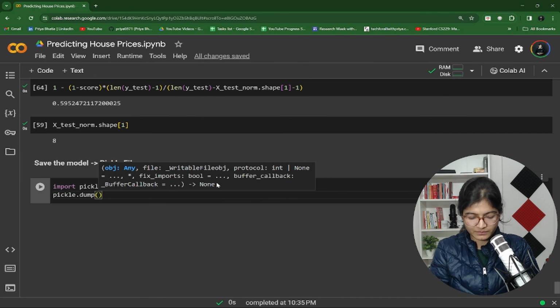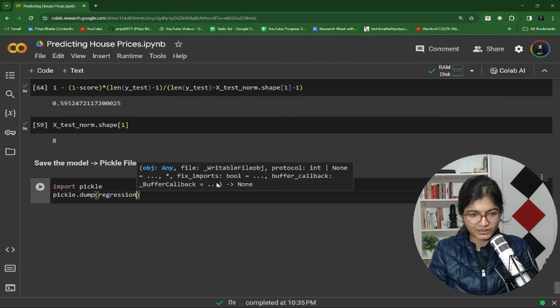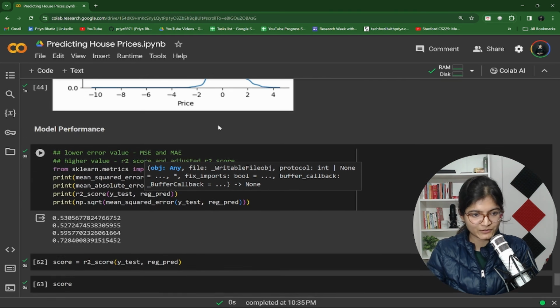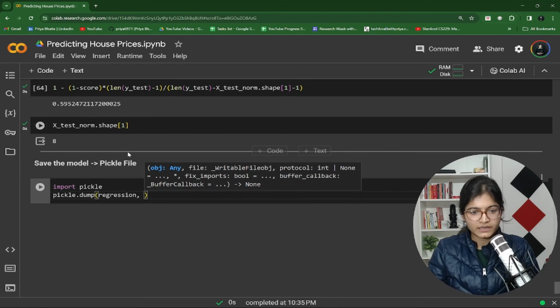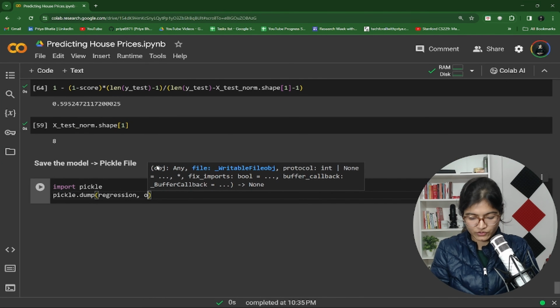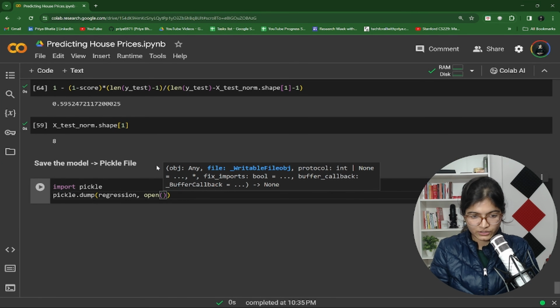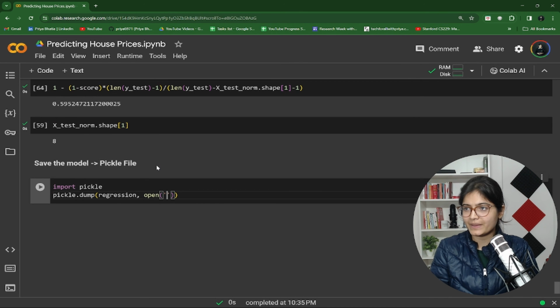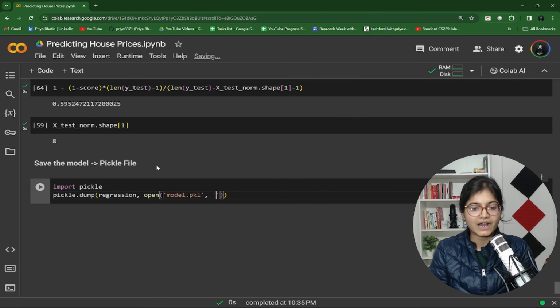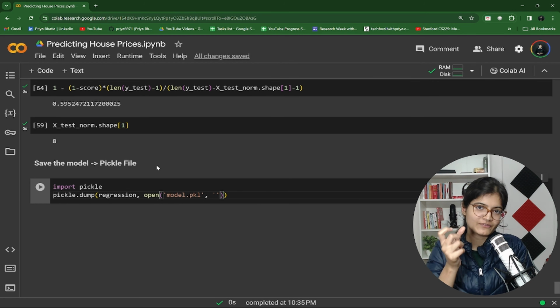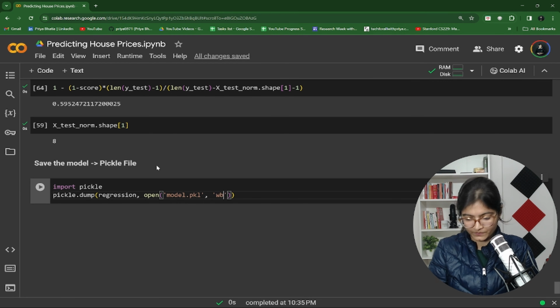So my model name is, I think, regression. If I'm not wrong, let me just verify. The model name is regression. Yes. Now I want to save it. So I'll say open. You can give any name. Maybe I will give model.pkl, which is the extension for the pickle file. And in which mode do you want to save it? Obviously, because we need to dump it, it will be write mode. So wb. Okay.